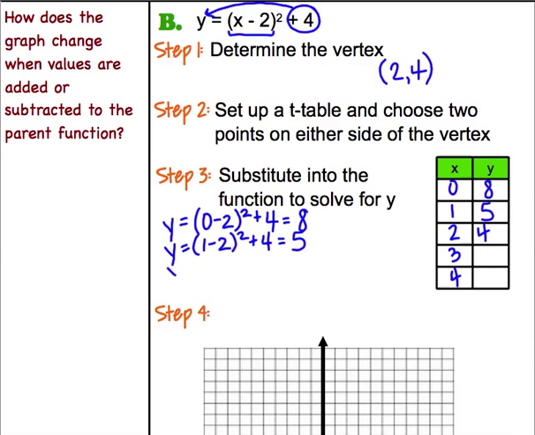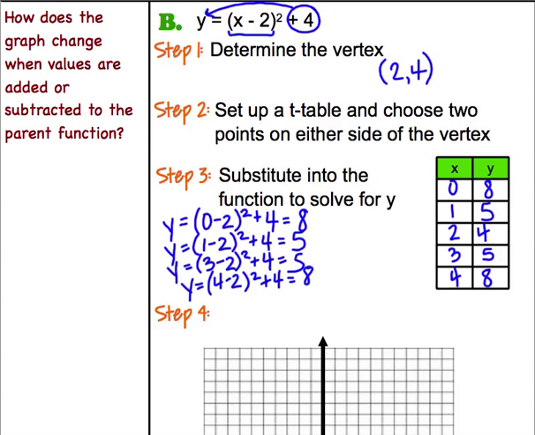And then we do 3. y equals 3 minus 2 squared, and you should be already seeing a pattern here. 3 minus 2 is 1. 1 squared is 1, plus 4 is 5. And I'm guessing you can probably already guess right now what this next one is. So we will do 4 minus 2 squared plus 4. 4 minus 2 is 2. 2 squared is 4. 4 plus 4 is 8.